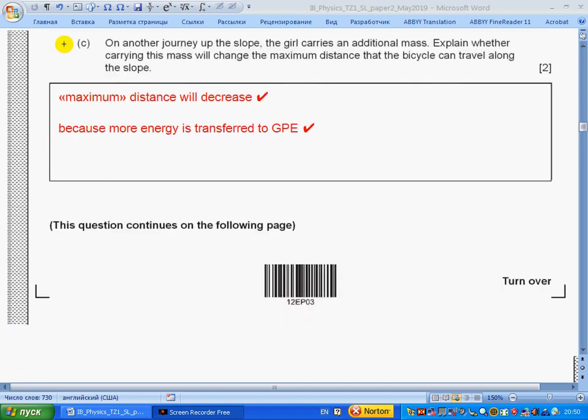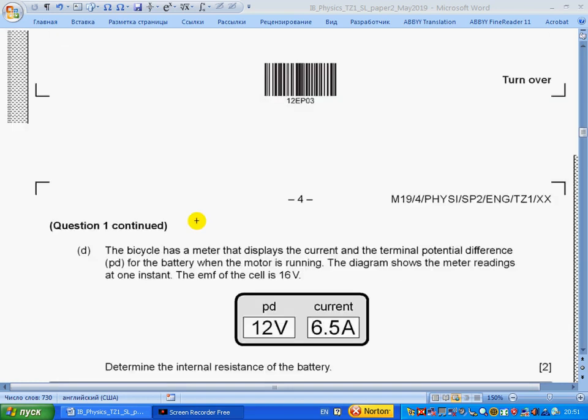On another journey up the slope, the girl carries an additional mass. Explain whether carrying this mass will change the maximum distance that the bicycle can travel along the slope. So first, our statement: the maximum distance will decrease. Reason: due to conservation of energy, electrical energy will turn into potential energy, and potential energy is mgh. So greater mass means less height, and less height means less distance traveled along the slope.